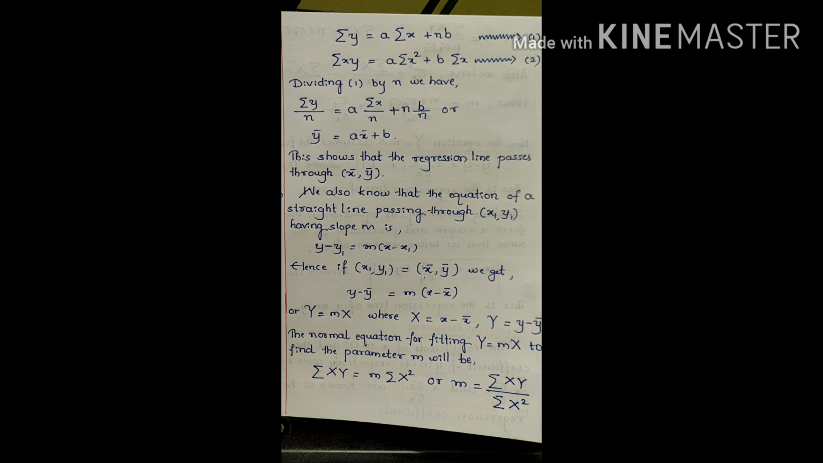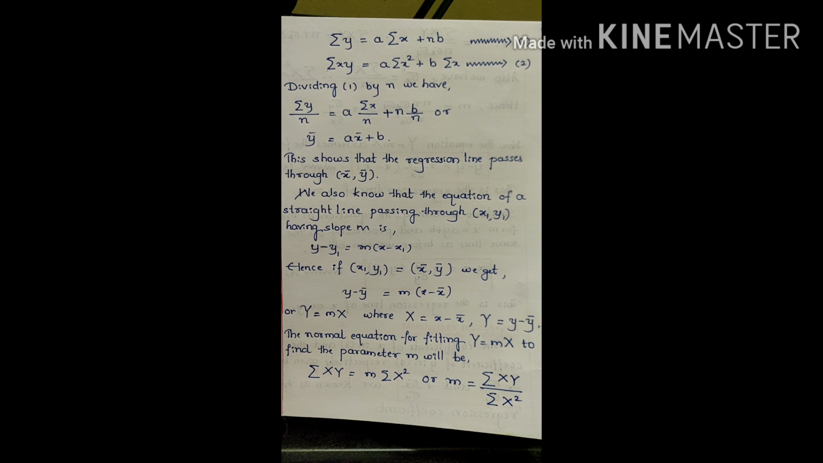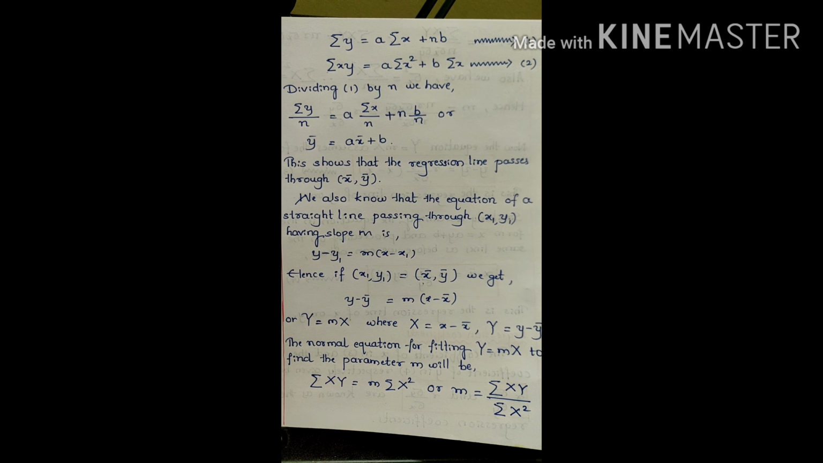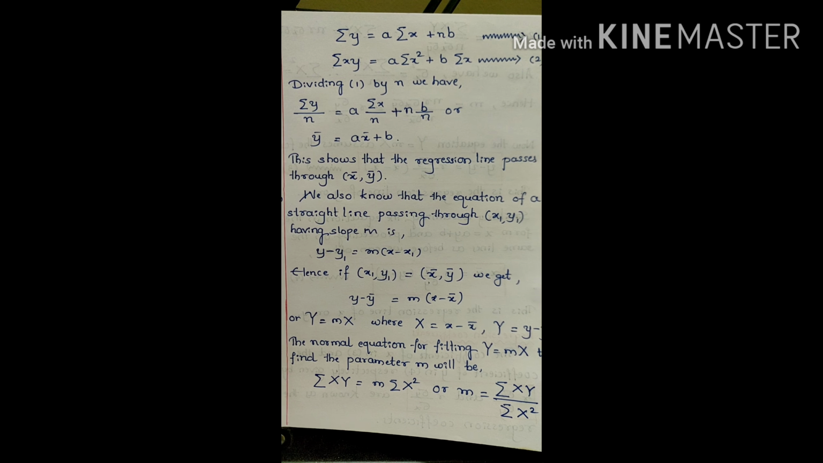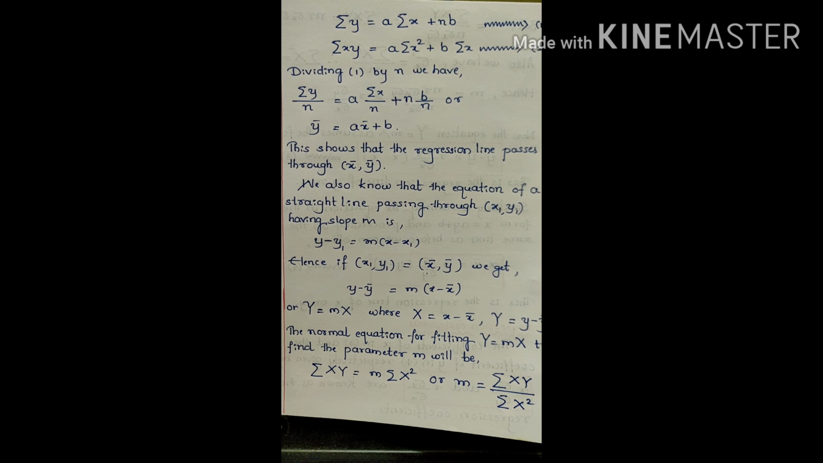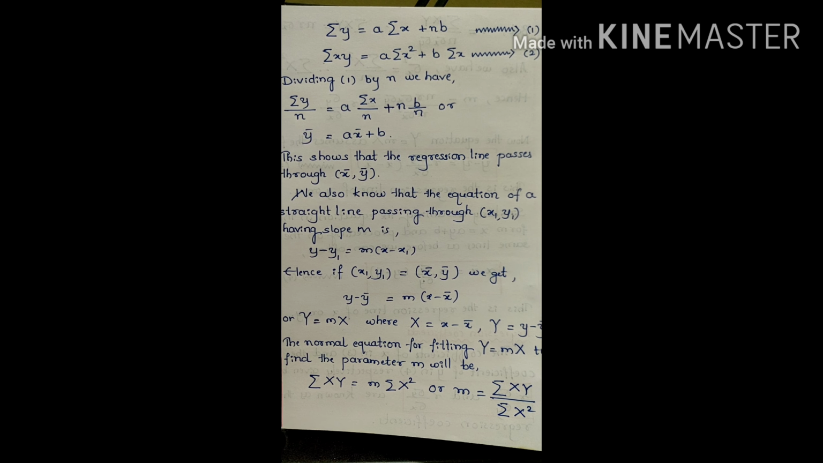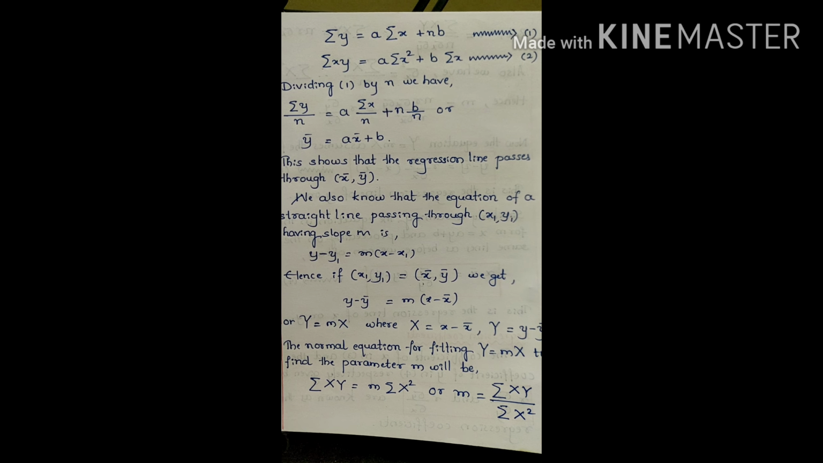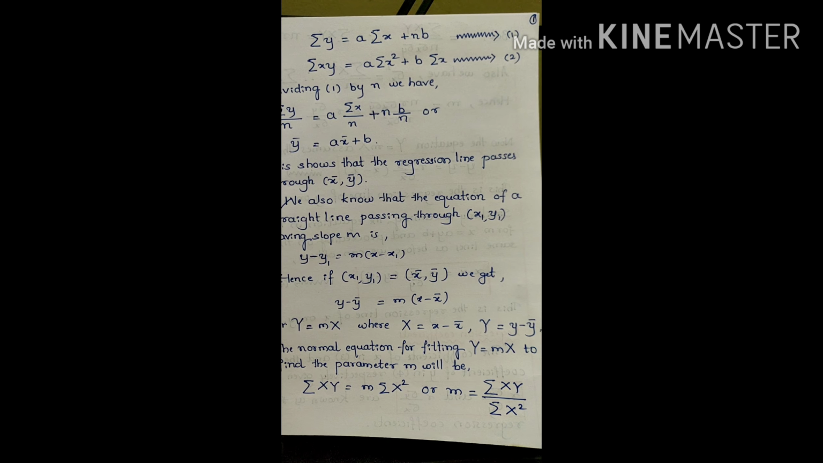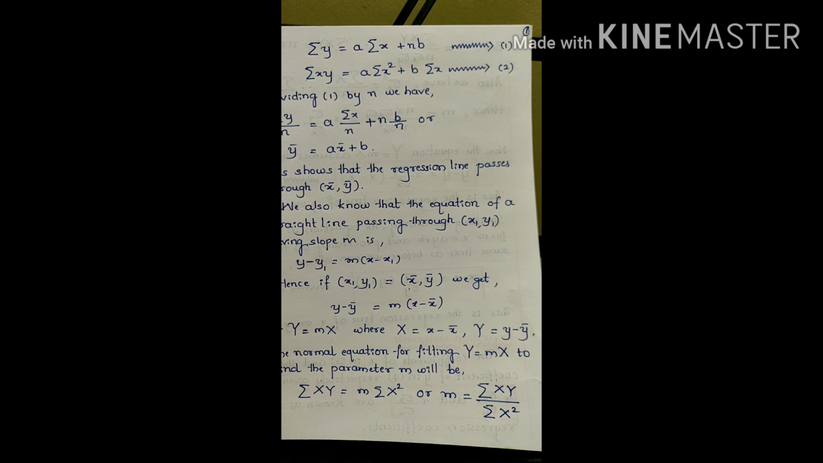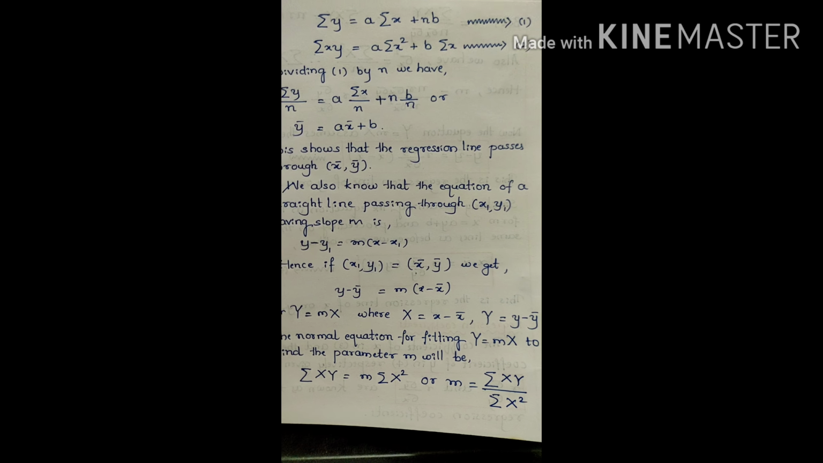So the normal equation for fitting y equal to mx, to find the parameter m, will be, again we write the normal equation for this straight line y equal to mx. That will be summation of xy equal to m into summation of x square. But we want the slope m. So m equal to summation of xy divided by summation of x square.